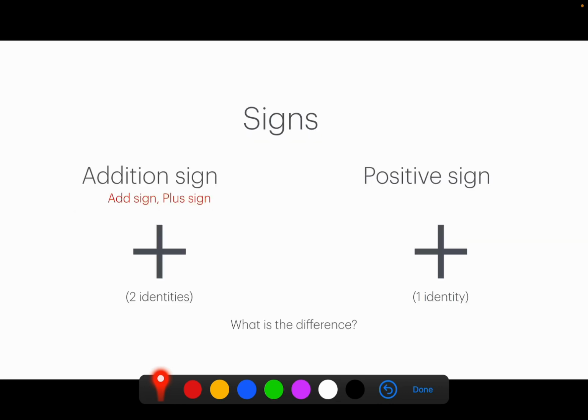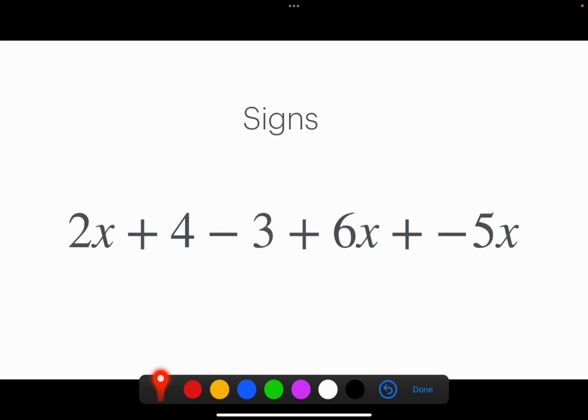So the difference, again, between the addition sign and the positive sign is that the positive sign tells us what direction or what side of 0 the number is on, and the addition sign tells us that we need to add. Again, it's also called an add sign or a plus sign. Let's look at some examples here, okay? We have an expression. We have 2x plus 4 minus 3 plus 6x plus negative 5x, okay?